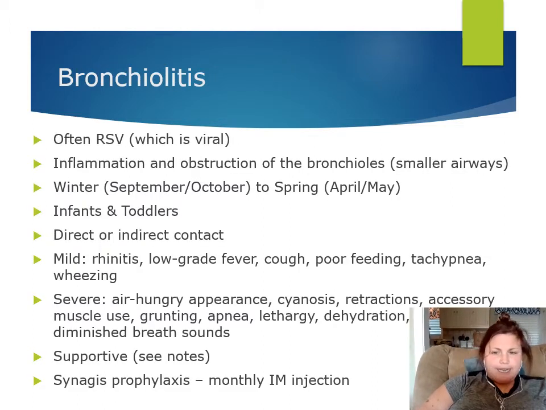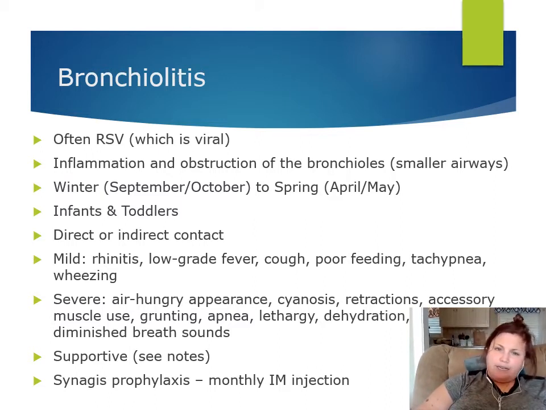So the first we're going to look at is bronchiolitis. And you notice it says in the first bullet, often RSV, which is viral. Just have to point out that it's not always RSV. RSV stands for respiratory syncytial virus. It's a particular virus strain. But in 70% of cases, it is RSV.